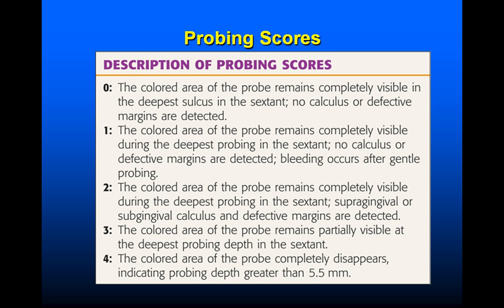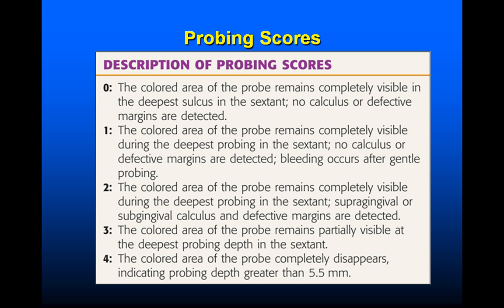Number 2 is the next level. Again, the colored area remains completely visible. Supragingival or subgingival calculus and defective margins are detected with a number 2. A number 3 probing score is when the colored area is partially visible at the deepest probing. And the number 4 probing score indicates that the colored area of the probe completely disappears.